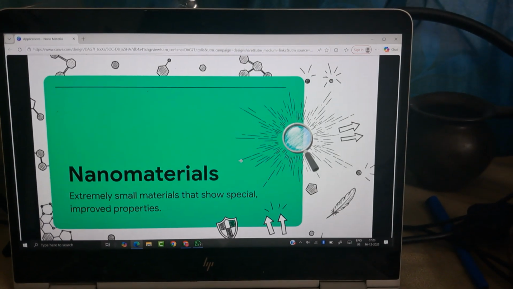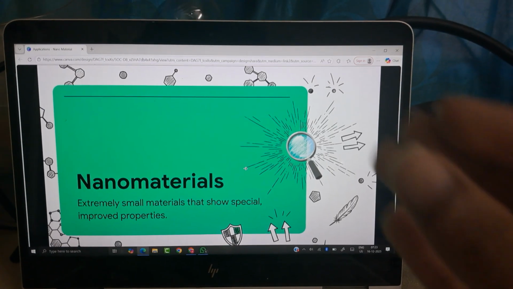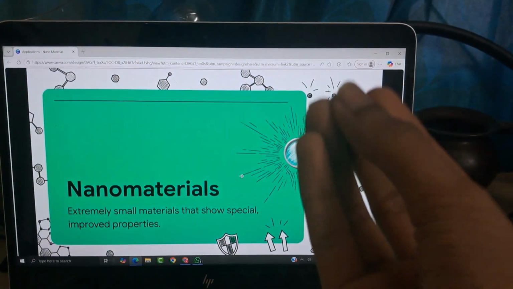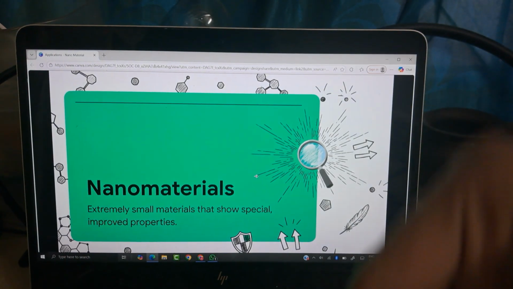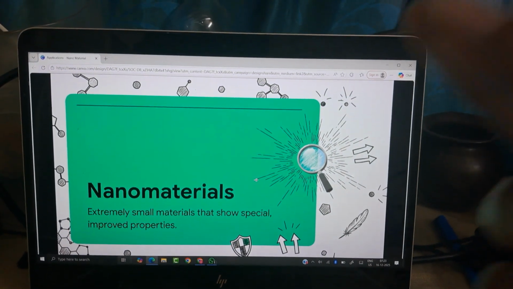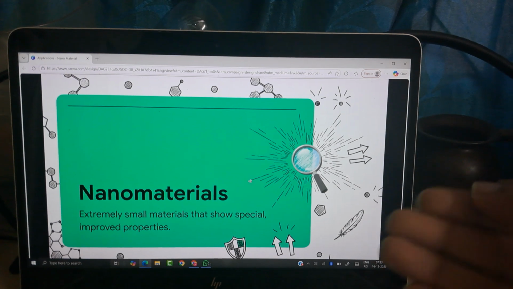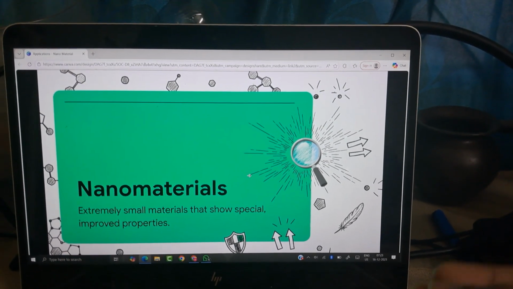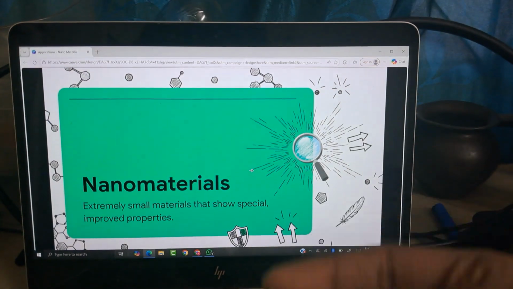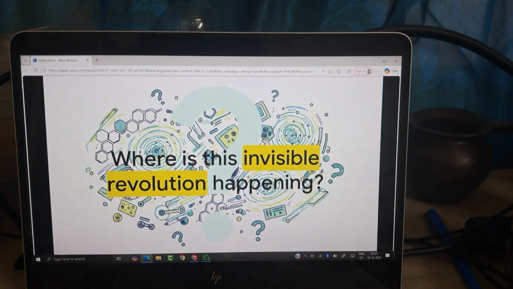Now, nanomaterials are extremely small. But this small size can create some special properties. These properties are useful in the engineering field and the science field.